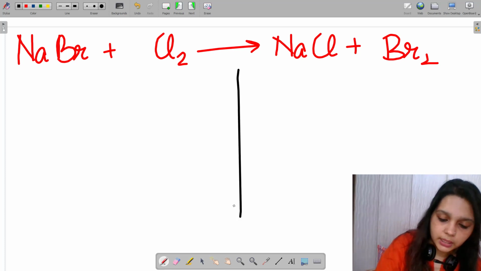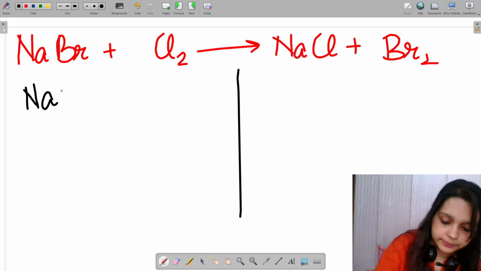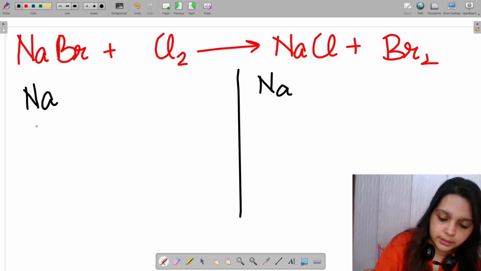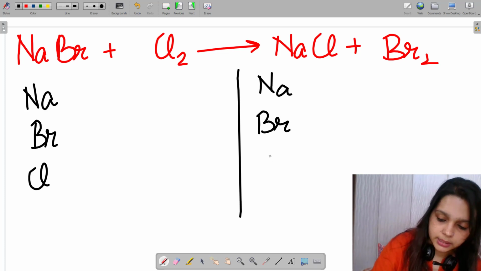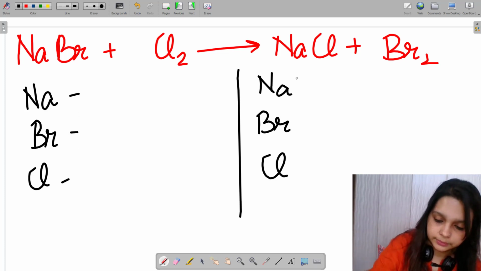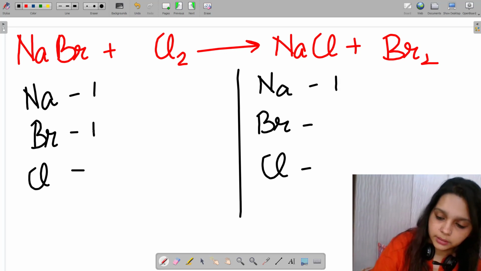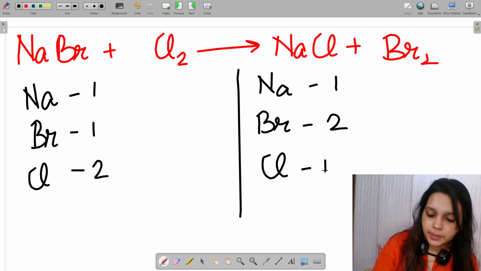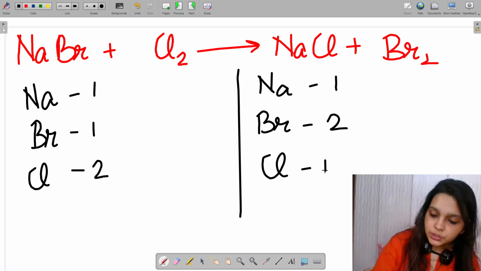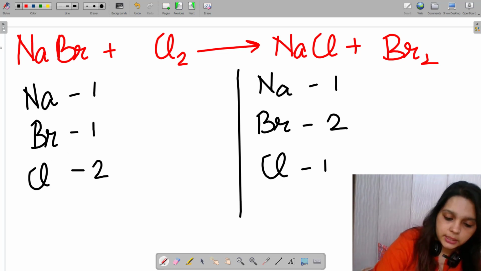Na, Na, Br, Br, Cl, Cl. Okay. So how many molecules? 1, 1, Br 1 or Br 2, Cl 2 and Cl 1, right? So our Na is balanced. Let's have a look at Br. So Br is less here, Cl2 is more here. Okay, I might just move to increasing this here.